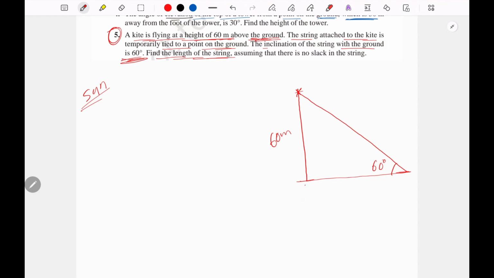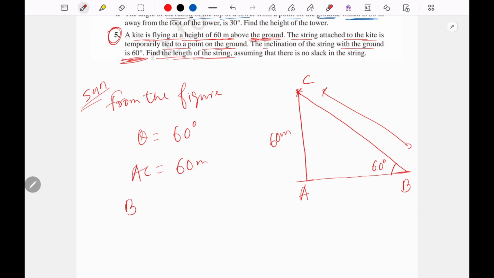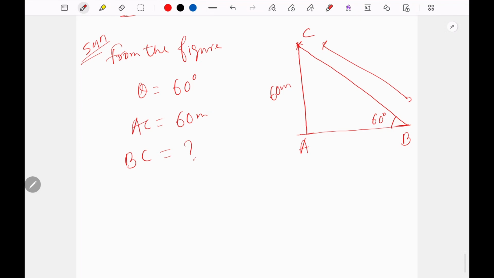Let's name this triangle A, B and C. From the figure, theta equals 60 degree, and the length of AC equals 60 meter. We need to find BC. Since this is the perpendicular P and this is the hypotenuse H, we know the value of P and we need to find the value of H.